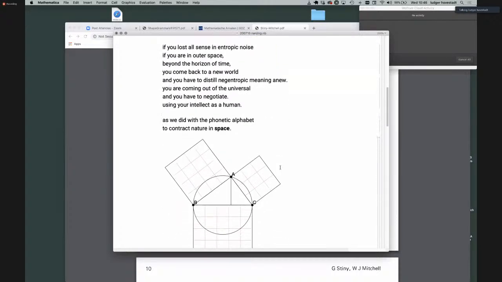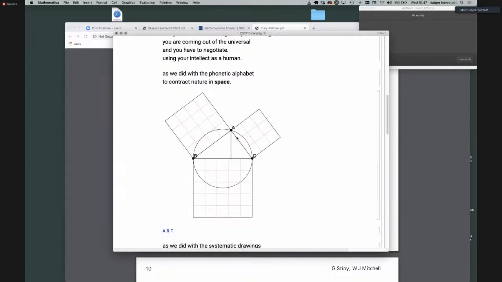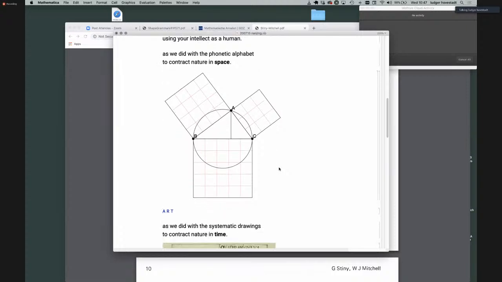And this is how we did it with Thales or Euclid. Here, as we did it with the phonetic alphabet to contract nature in space. We knew these kinds of diagrams, A, B, C, to make a triangle. It's very interesting that in China you have a quite different proof of this theorem. And the organization of the theorem and the proof of the theorem in space is quite different.